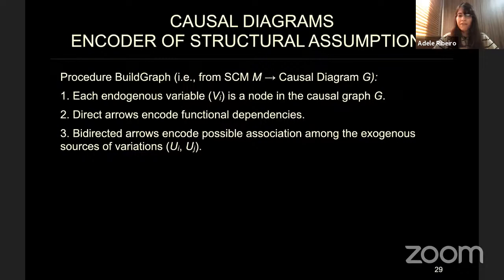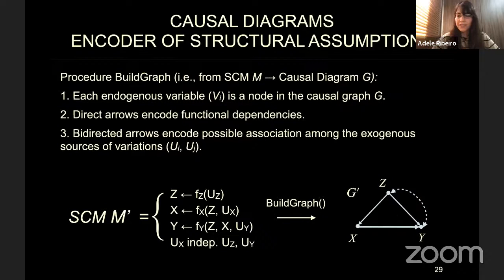However, I could have this other example, where Z is affected by UZ, these external variables, X is affected by Z, and Y is affected by Z and X. But the only assumption that I can make here about the external factors is that the external factors affecting X are independent of the others affecting Z and Y. So we could have a correlation between these variables, which means that I could have a variable in the middle affecting both Z and Y. Those are called confounders. They create a confounding bias in the relationship between Z and Y. And every time that I cannot make the assumption that these external factors are independent, I have to add this bidirected arrow. So this is the causal diagram.